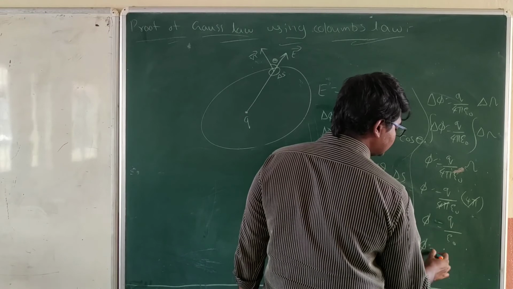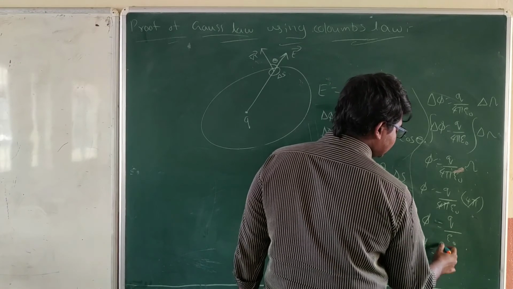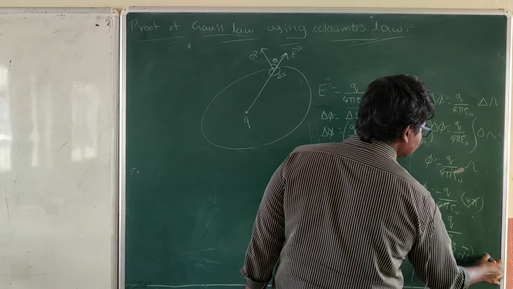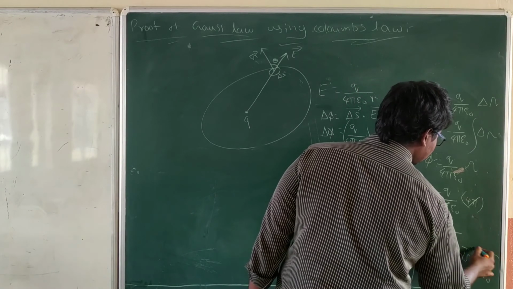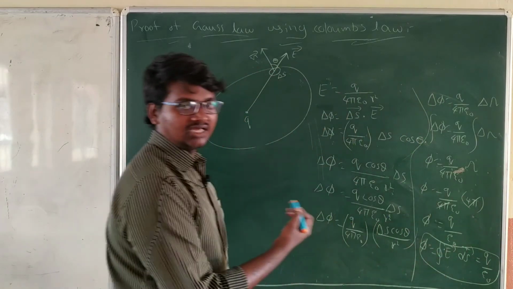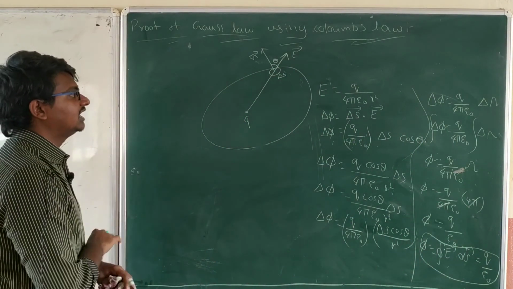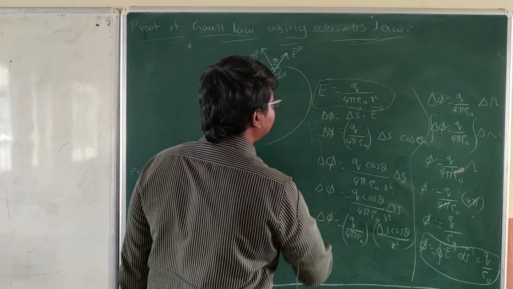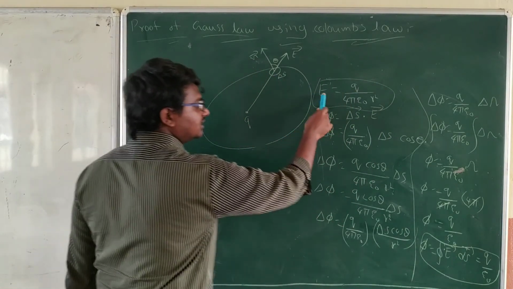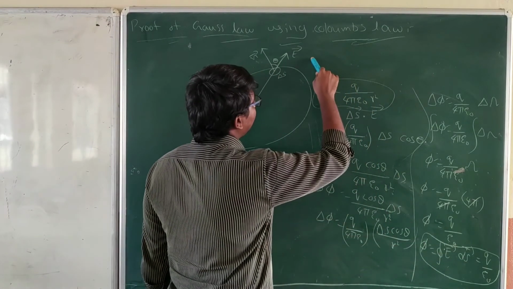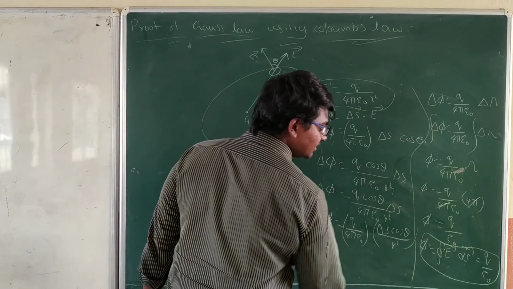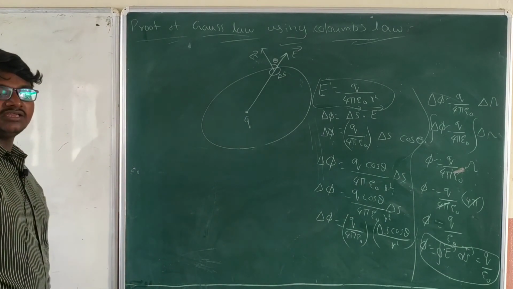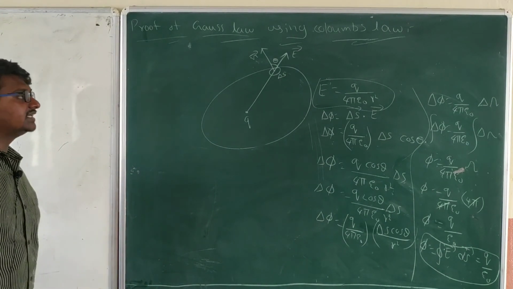What is phi actually? Flux. Flux is integral E bar dot dS bar, that is equal to Q by epsilon naught, which is Gauss law. That's it. We have proved Gauss law by using Coulomb's law. This one came from Coulomb's law, and from here we started and here we end. We started with Coulomb's law and end up with Gauss law. That's it. This is all about today's class, and remaining things we will discuss in the next class. Thank you.